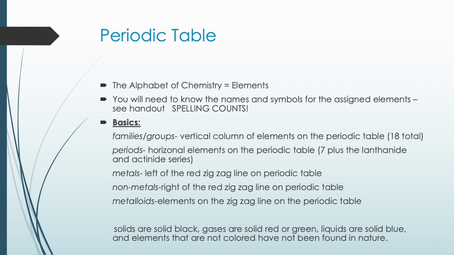Your solids are solid black on the periodic table. Gases are going to be represented as red or green. Your liquids are represented as a solid blue color. And then the elements that aren't colored in, they kind of look like a coloring book page. Those are the ones that have not been found in nature.